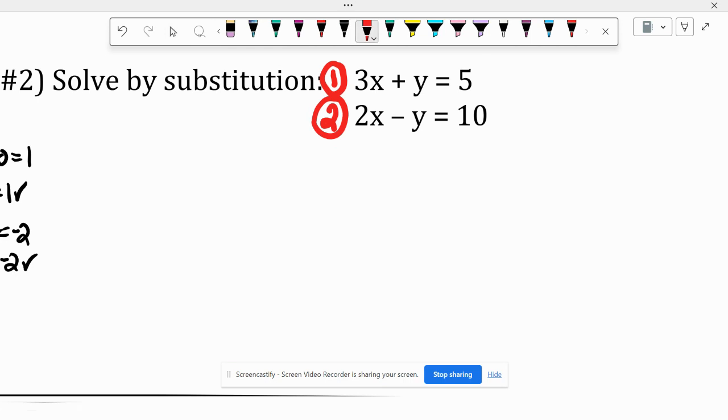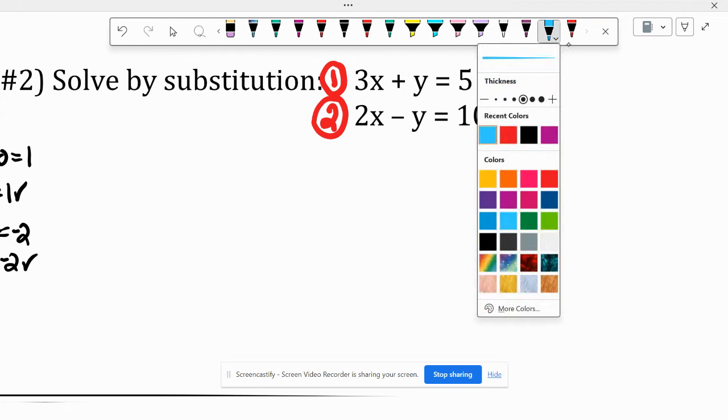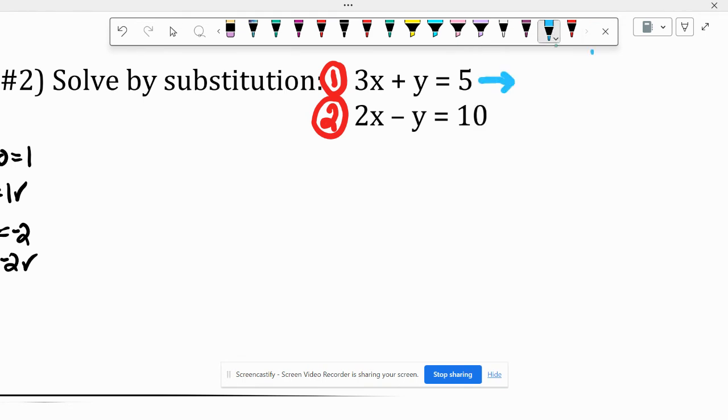Say again. It really wouldn't matter. So I kind of disagree. I think that you can get equation number 1, you can get y all by itself quickly. Equation number 2, when you try to get y by itself, you're going to have a negative y. So that's going to take 2 steps. So we're going to take this equation and we're going to solve for y. So solve for y. So 3x plus y equals 5.